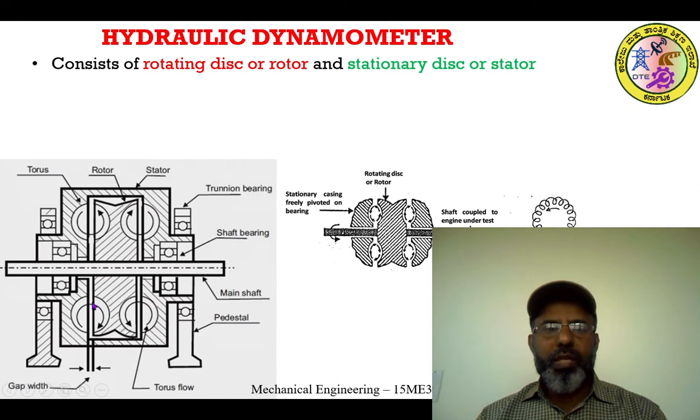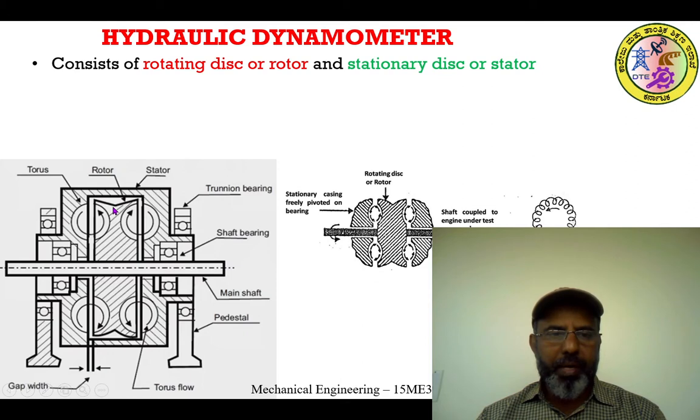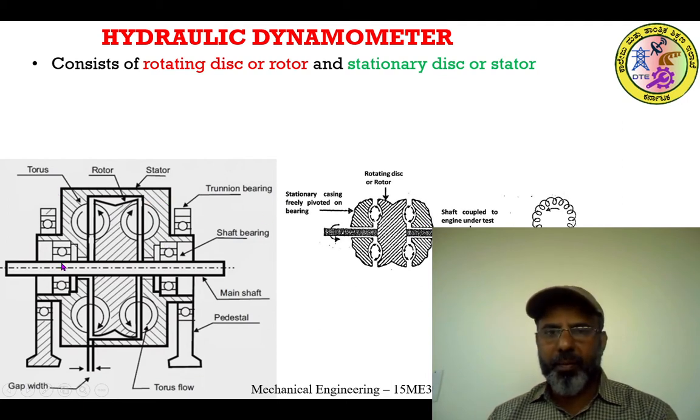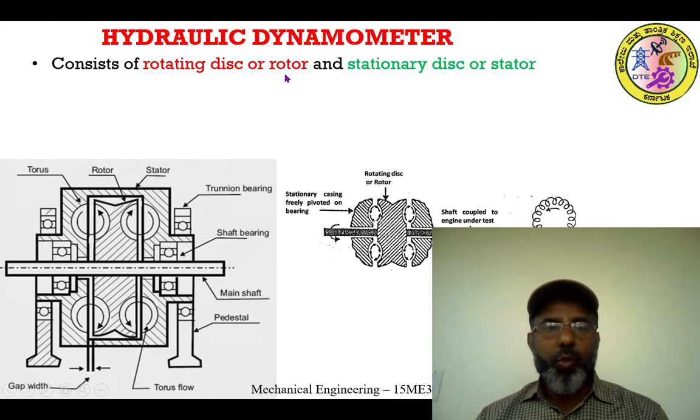And if you see here, generally a hydraulic dynamometer consists of two main parts. One is the rotor. In this schematic diagram, this is the rotor. And another is the stator. This right hand and this left hand, here, this and this are the stator. The rotor is also called as rotating disc, whereas stator is also known as stationary disc.